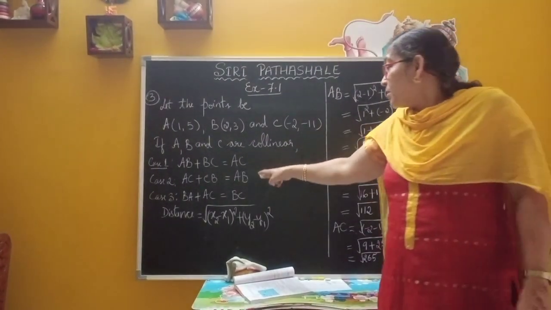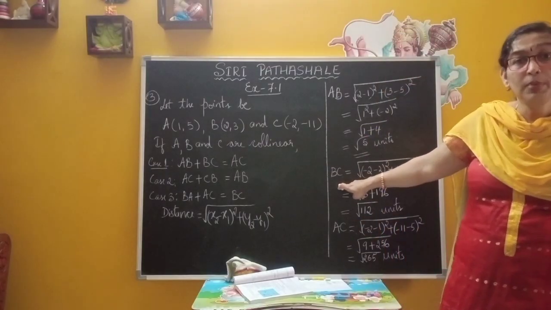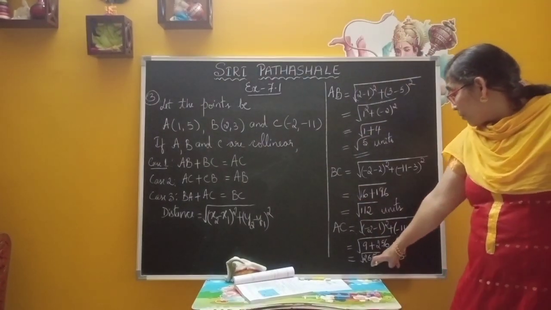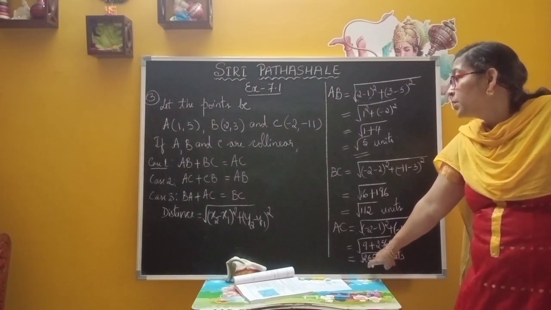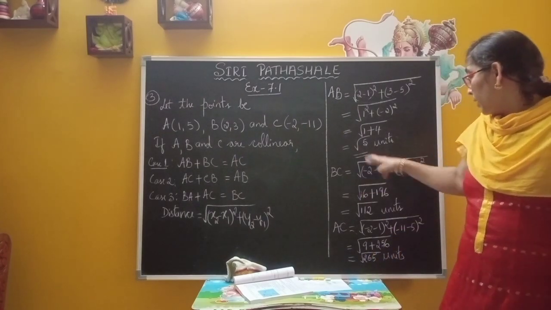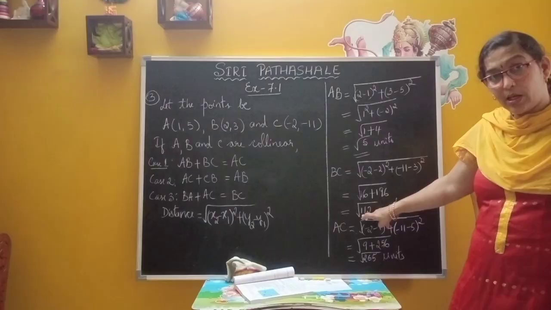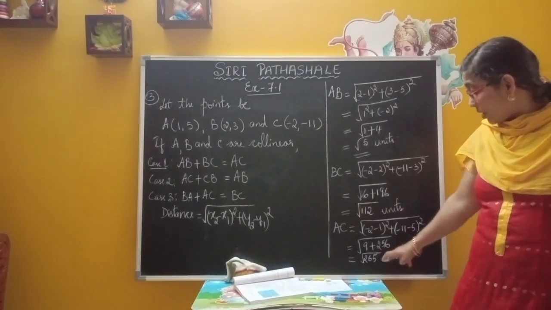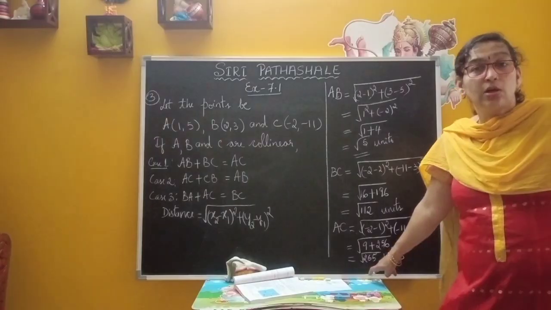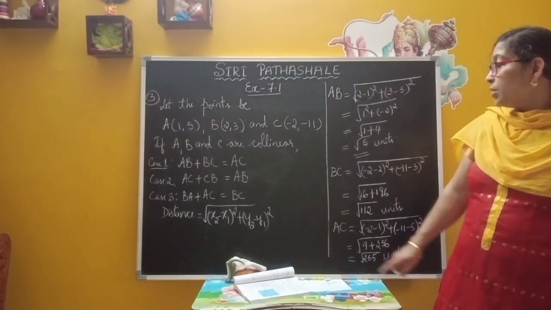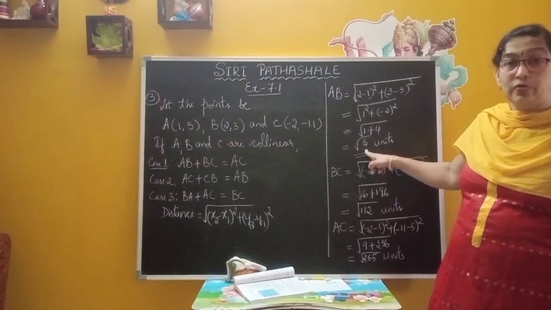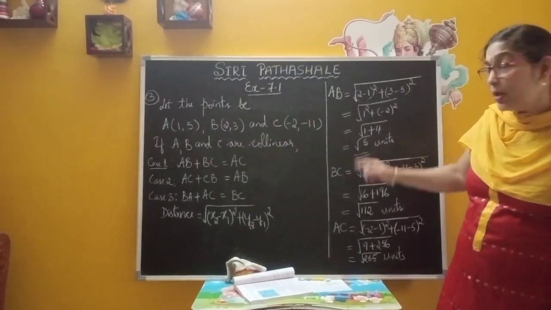Then AC plus CB. CB is nothing but BC. Is it possible? AC is root 265 plus BC, that is root 112. Can we add them? No, here also it is not possible because they are unlike surds. So AB, it is 2 less if you compare with this, isn't it? It is root 5. So this is also not possible.